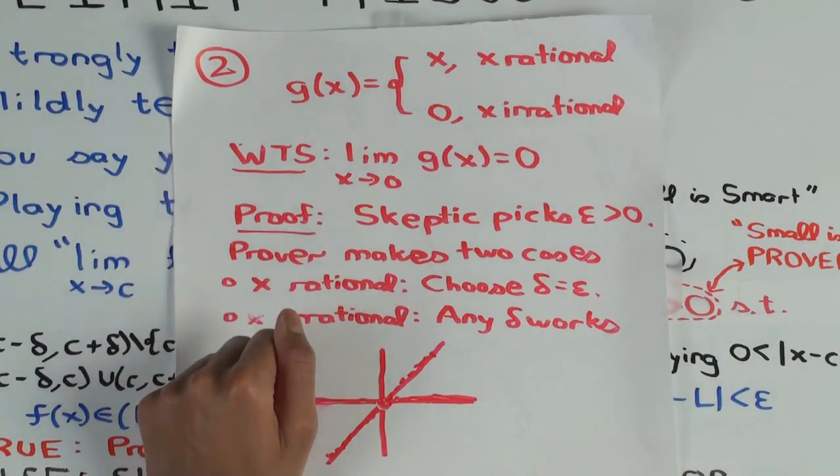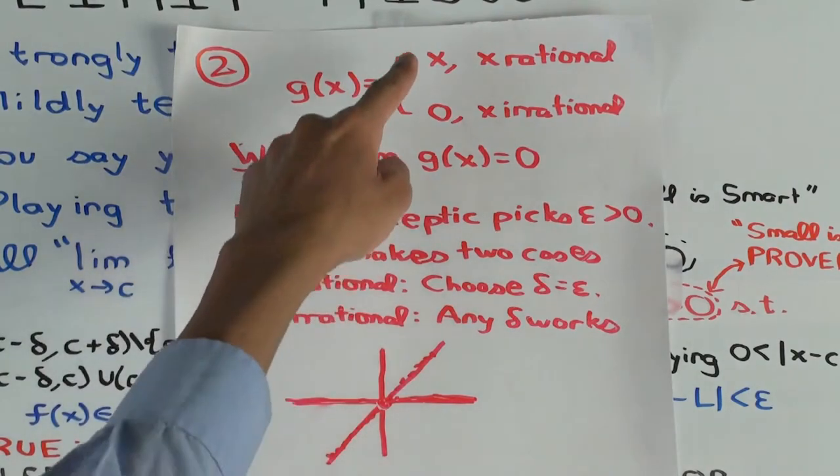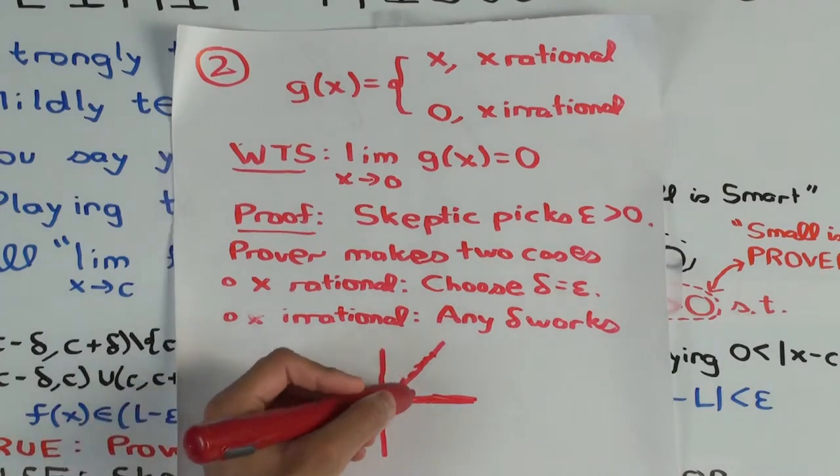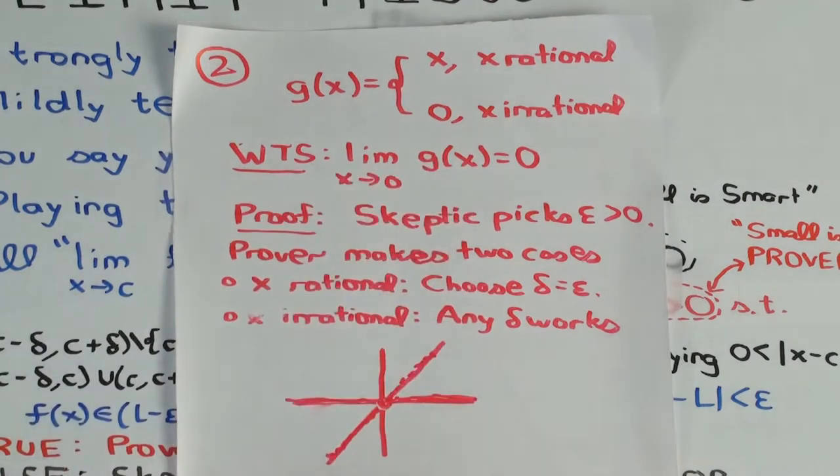So the idea, we again think about it in terms of the game. The skeptic first picks the epsilon. Now the prover has to choose the delta. But there are really two cases on x, right? X rational and x irrational. So the prover chooses the delta based on whether the x is rational or irrational. So if the x is rational, then the prover just picks delta equals epsilon. And that's good enough for rational x, right? Because for rational x, the slope of the line is 1, so picking delta as epsilon is good enough.